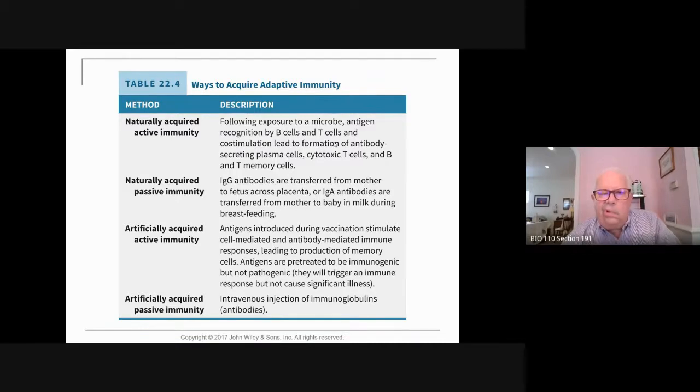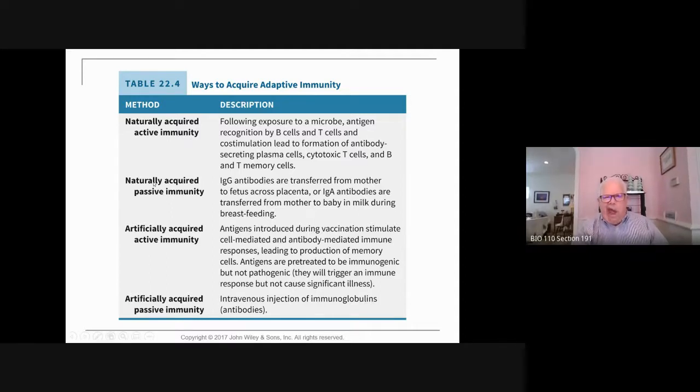Now you are immune. And the reason you are immune is because you had the disease. That's called naturally acquired active immunity. You acquired it naturally and you actively had the disease. So having the disease will give you naturally acquired active immunity. If you had the mumps, the chicken pox, it's all the same. Okay?